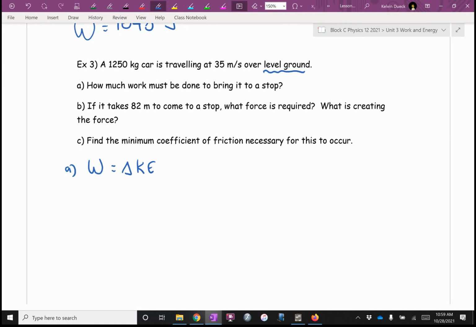And Kiana, what's changing? This is going to be a half m v final squared minus a half m v initial squared. Are any of those 0? What? Final. I'm going to get a negative answer. Yes, we're doing negative work because the car has to lose energy to come to a stop. I'm okay with that.